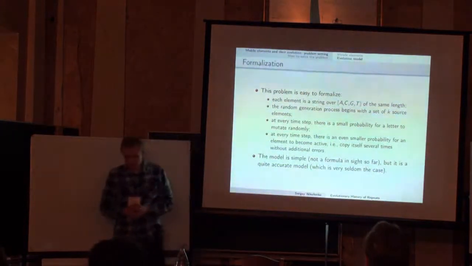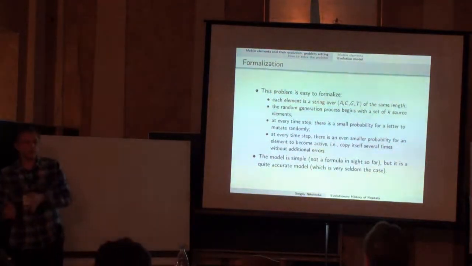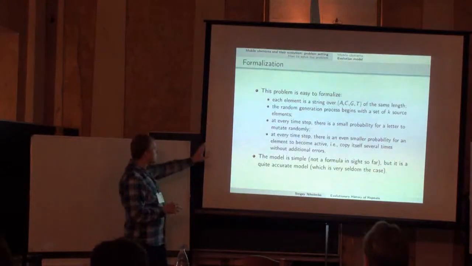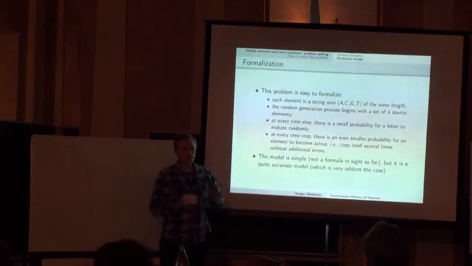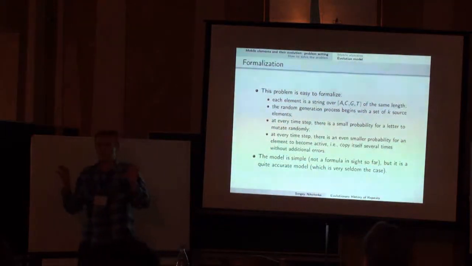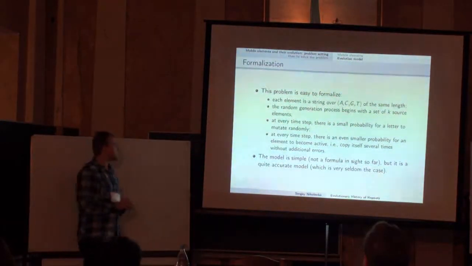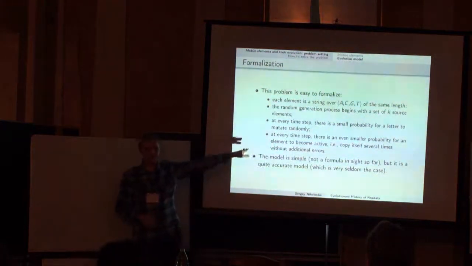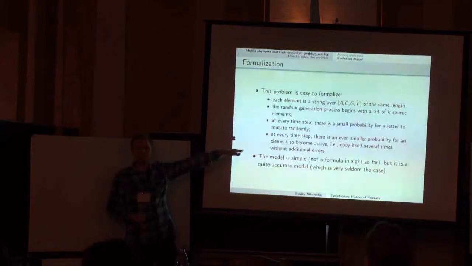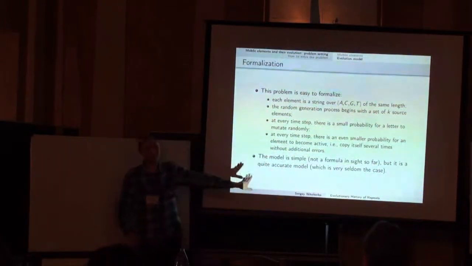And basically, we can view it as a continuous or as a discrete process, but still, at every time step, there is a small probability for a letter to be mutated, and at every time step, there is an even smaller probability for a whole copy to become active and copy itself a few times, right? So this formalization is very simple. I have explained it, and I think all of you can see that this is a more or less complete formalization, but I haven't introduced a single formula so far, right?